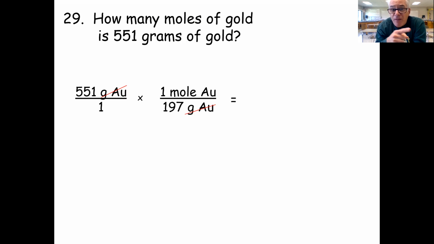And now multiply across: 551 times 1 divided by 197, and the unit is going to be moles of gold. Make sure your units work. The units will keep you honest. If you put the numbers in the right place, everything cancels, and the only unit left is the unit you want. How many moles of gold? It's going to tell you moles of gold. Look, do the math: 2.80, 3 significant figures. Grams can become moles in one-step conversion.